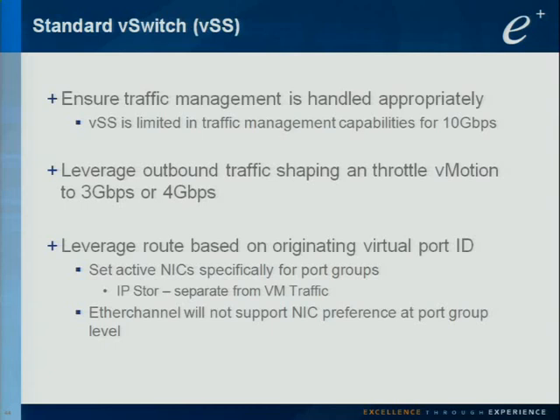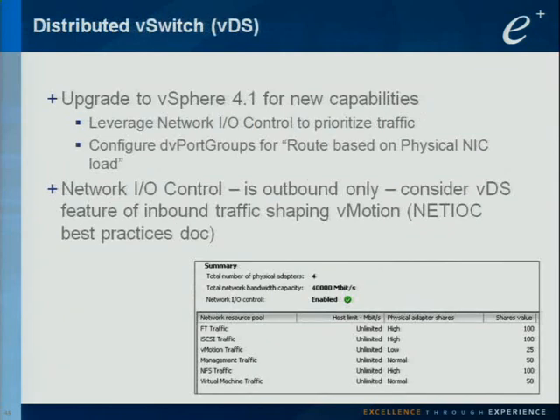So I'm recommending using the default outgoing virtual port ID in a standard vSwitch. And then you can pin your traffic to the NIC so you know where your traffic patterns are going out of those 10 gig links. But you certainly can do either option. But the important point here is when you're using EtherChannel, it does not support NIC preference at a port group level. It doesn't work. And you'll get a pop-up in 4.1 now. Because essentially the hash is deciding where the traffic goes, not the port group itself.